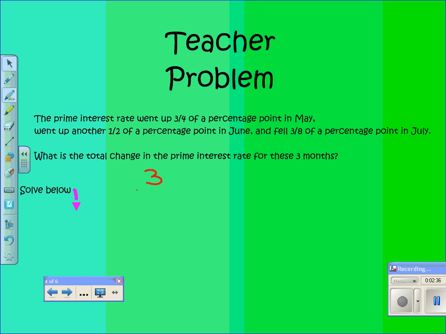So 3/4 plus 1/2 equals. Since you have to do the common denominator, you must times the 1/2, the 1 and the 2, by 2 to get the common denominator. So that would equal 3/4 plus 2/4, which equals 5/4. But you still have another part of the problem. If the percentage point fell in July, it means that you have to subtract it.